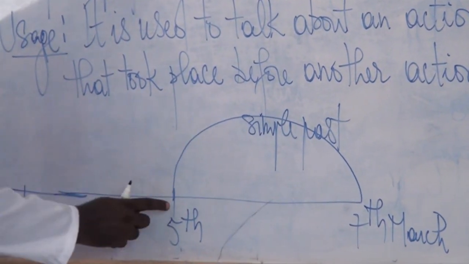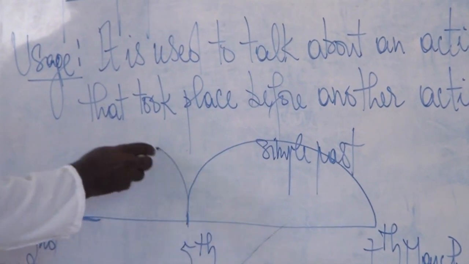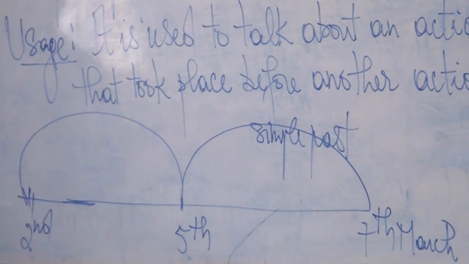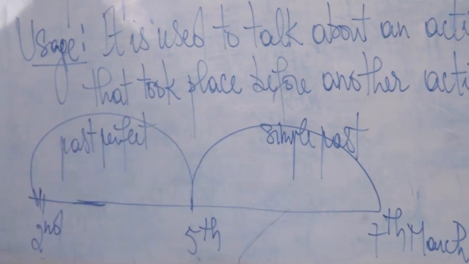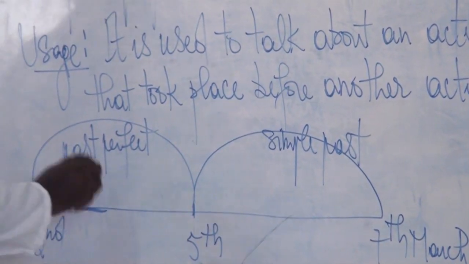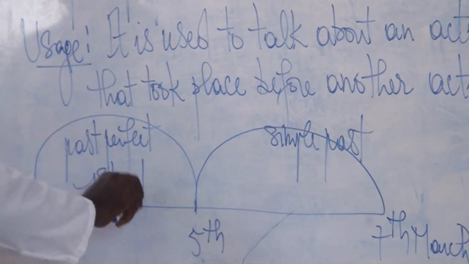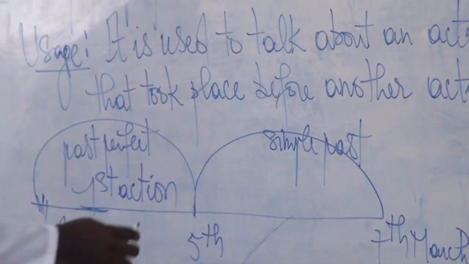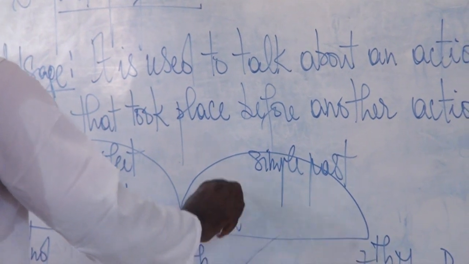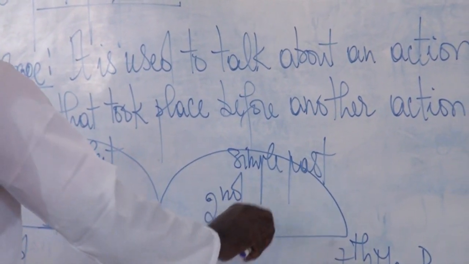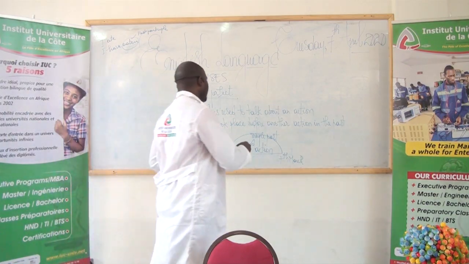Now, if there is an action that took place before this action, then we are going to use the past perfect tense. So here we have past perfect. Now, what does that mean? It means we have two actions. The verb of the first action will be conjugated into the past perfect, and the verb of the second action will be conjugated into the simple past. This is the first action and this is the second action.